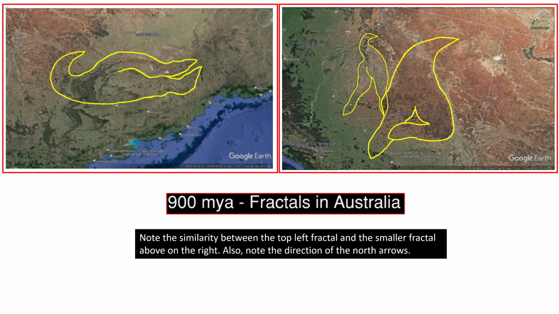All right, these ones are in Australia, these fractals. Note the similarity between the top left fractal, top left inset here, and the small fractal on the right side. They look like the same one. A lot of similarities. So, again, they're all over the place. This is Australia. We just showed South America and Panama, and there's more coming up.